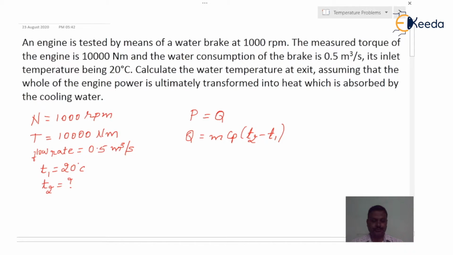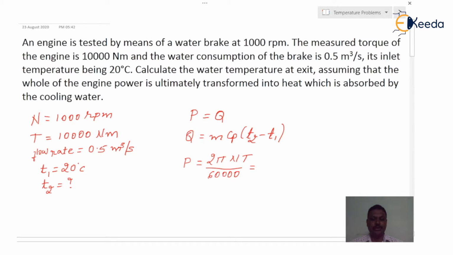So now here Q is equal to P. So if we calculate P, that will be Q. So that P can be calculated like this, that is P equal to 2 pi N T divided by 60,000 kilowatt. It is 60,000 kilowatt.